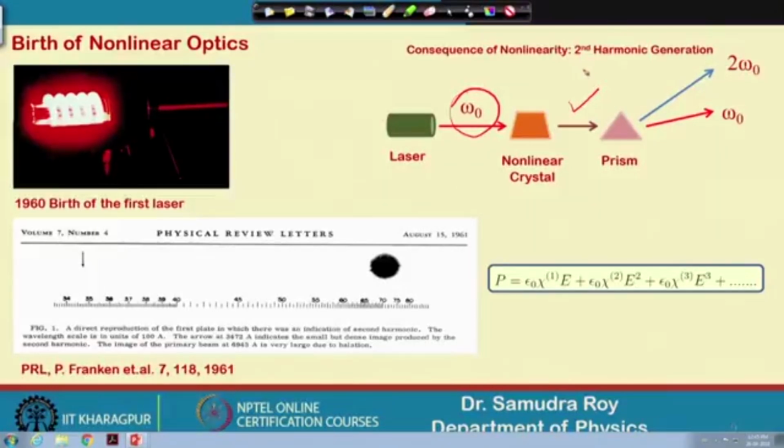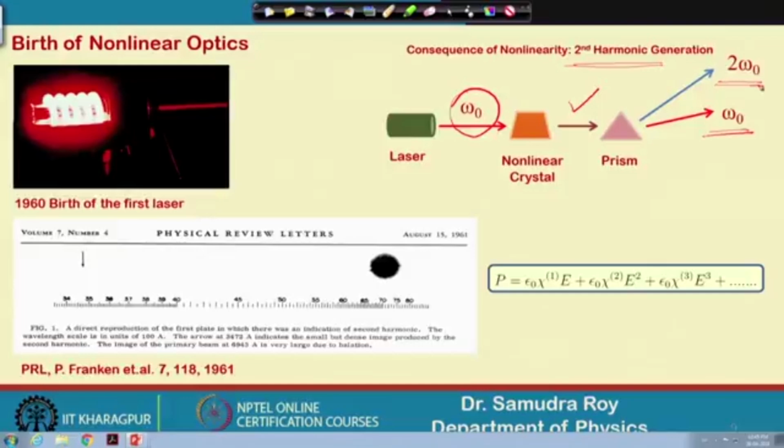Since the name is second harmonic generation, we should have a frequency which is of the order of 2 times whatever the frequency I launch. That means if I launch omega 0, then the frequency that is going to be generated is double of that. That is why it is called the second harmonic. So, we will get a frequency 2 omega 0.